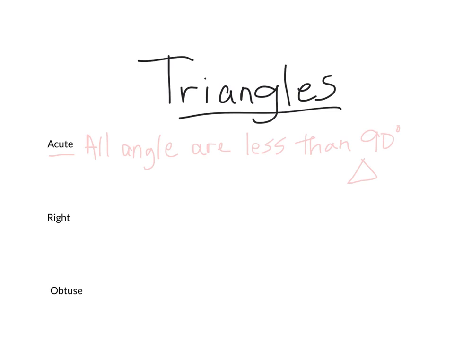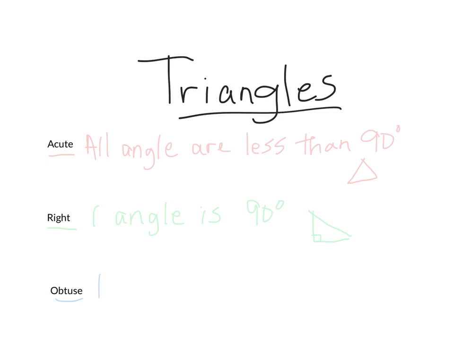Then you have something called a right triangle. And a right triangle has at least one angle that is 90 degrees. So one angle is 90 degrees, just like a right angle. So something like this would be like so, and here is that 90-degree angle in that triangle. Sorry for my drawings.